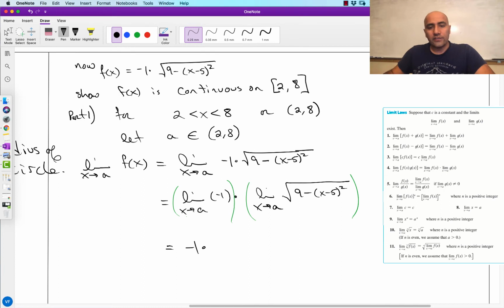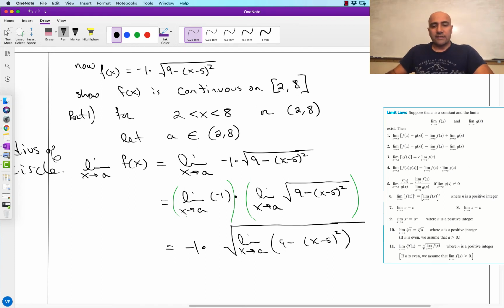Okay, now for this one, we have another property that says that the limit as x approaches a of the square root of a function is equal to the root of the limit of the function inside. So one of our other properties of limits says that we can rewrite this as the square root of the limit as x approaches a of 9 minus (x minus 5) squared.